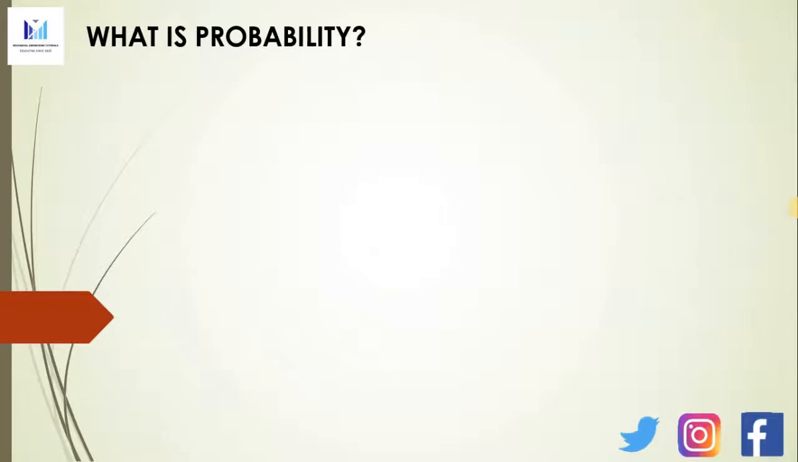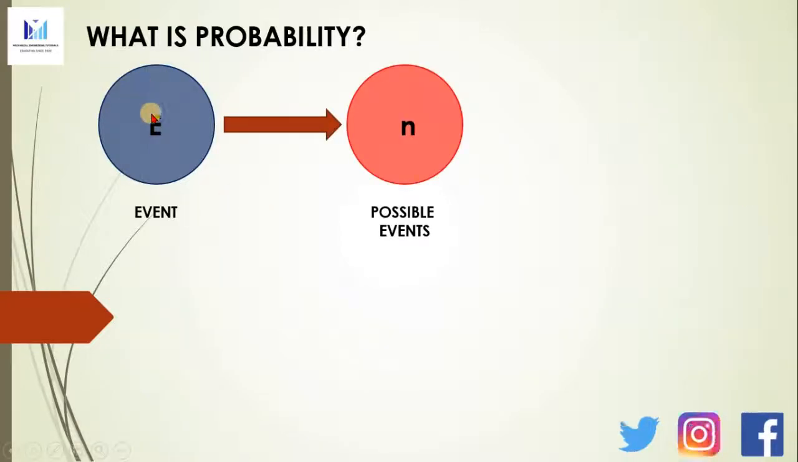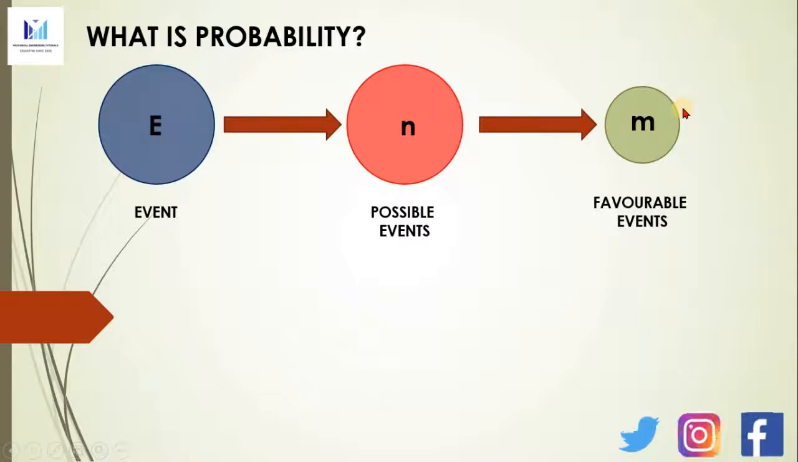So what is probability? Here, if the outcome of a trial consists of n exhaustive events, say this is the event E, and it has n possible outcomes, and out of these n possible events, if there are m events which are favorable, that is, they are the ones that can happen, we call them the favorable events, then the probability of happening of the event E is denoted by small p, which is nothing but the ratio of the favorable events to the possible events. That is, probability p will be equal to m by n.